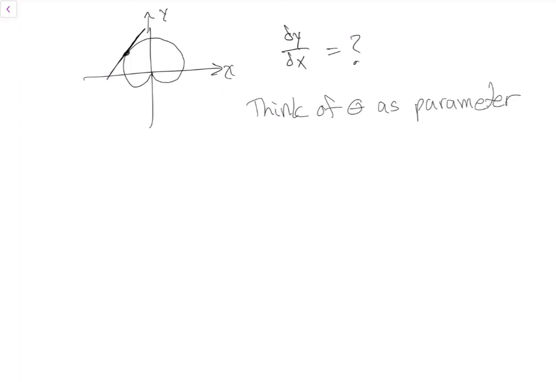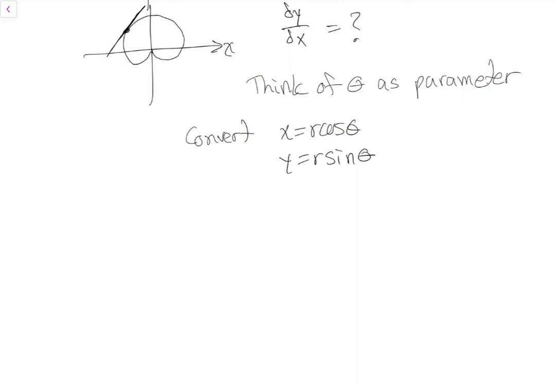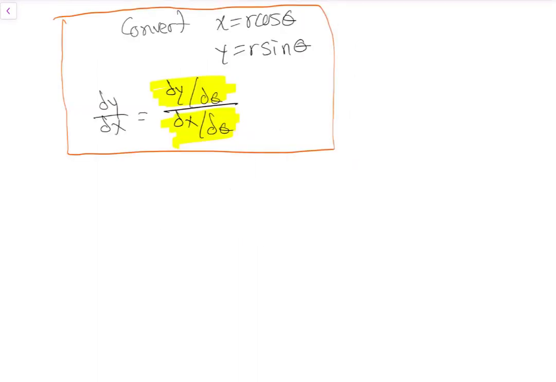So in other words, what I'm going to do is convert, and I'm going to use the equations x equals r cosine theta and y equals r sine theta. Now we had talked about in the prior video that once I had functions of t, I'm going to use dy/dx being dy/dt over dx/dt, but in this case our parameter is our theta value.